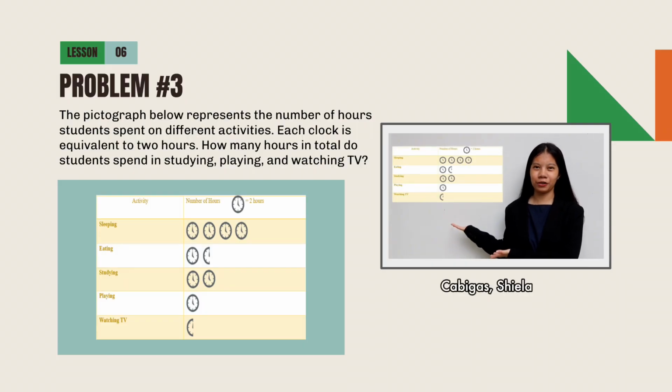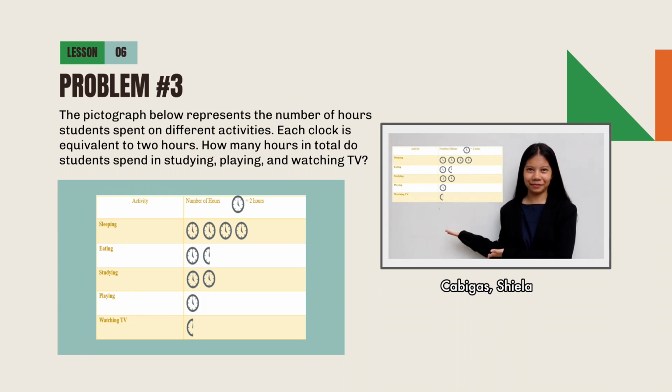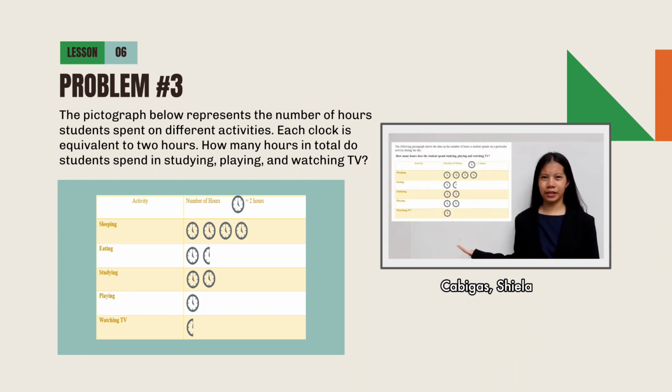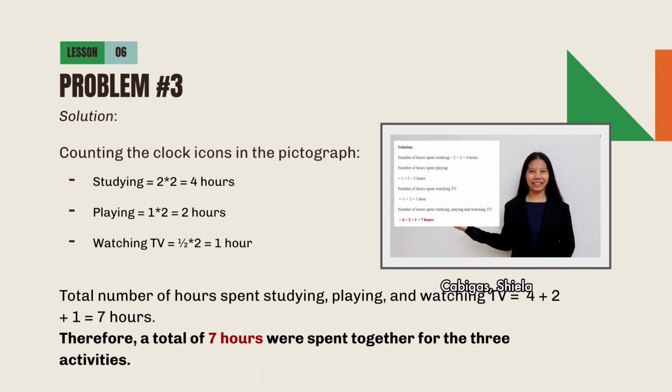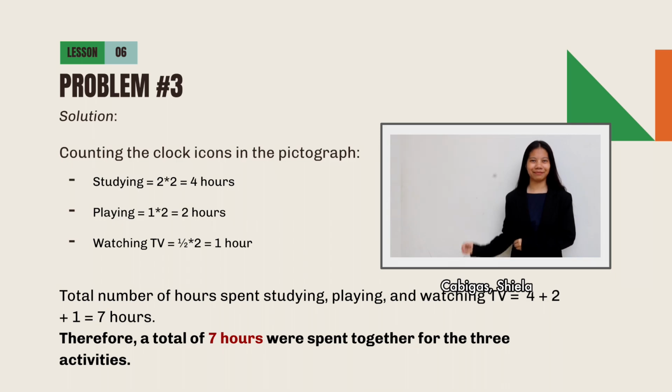The following pictograph shows the data on the number of hours the student spends on a particular activity during the day. The first problem is how many hours the student spends on studying, playing, and watching TV. Here are the solutions. The number of hours spent on studying is 2 hours times 2, equals 4 hours. The number of hours spent on playing is 1 hour times 2, equals 2 hours. The number of hours spent on watching TV is half an hour times 2, equals 1 hour. So, the total number of hours is 7 hours.